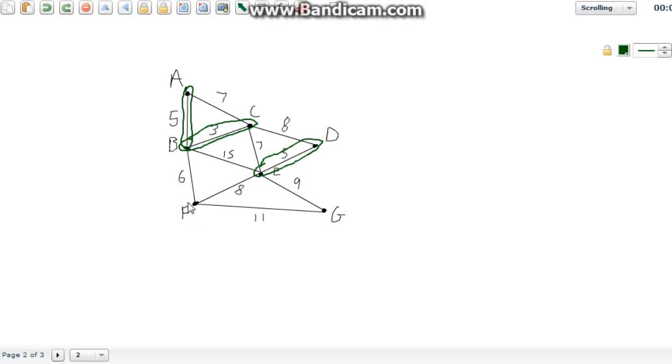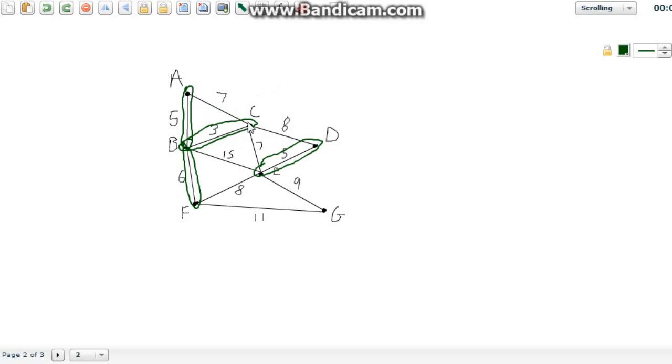Will it create a cycle? No, it won't. So let's select that. Are all the nodes connected up? No, they are not. So let's have another look. 7, 8, 7, 15, 8, 11, 9. It's going to be the 7s. So let's just pick this one.